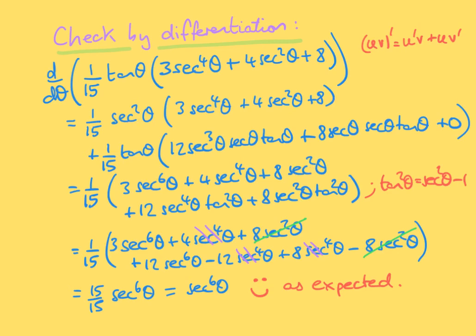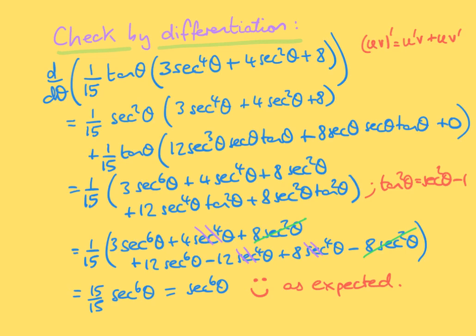The second line, we're going to have 12. Sec cubed times sec is sec to the 4th. Tan times tan is tan squared. Very good. We know the identity we're going to use. Plus 8 times sec is sec squared. Tan times tan is tan squared. And that's 0. So now, we're going to rewrite tan squared as sec squared minus 1.